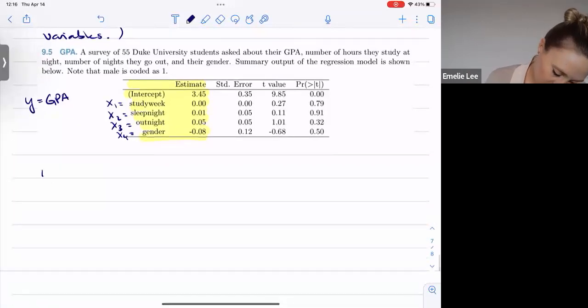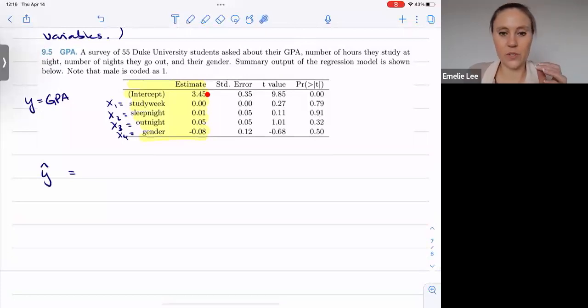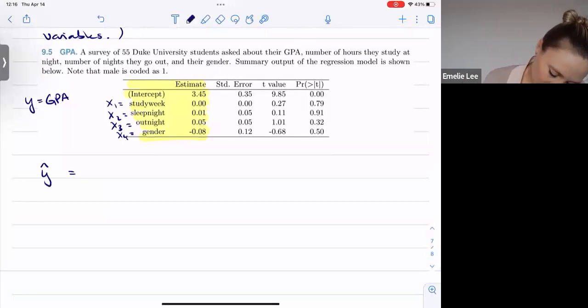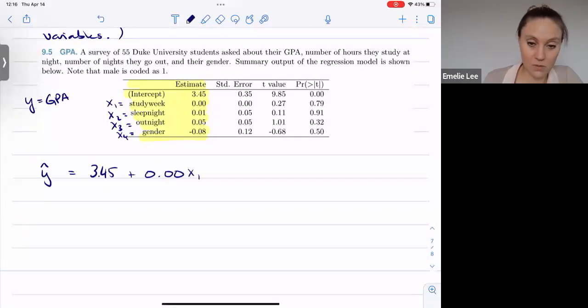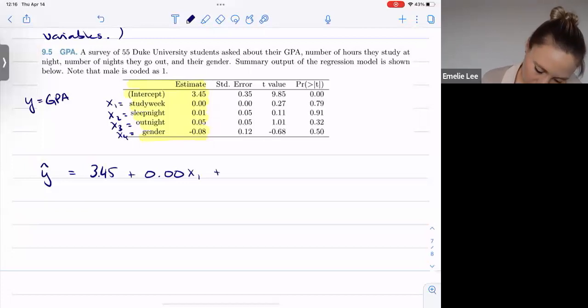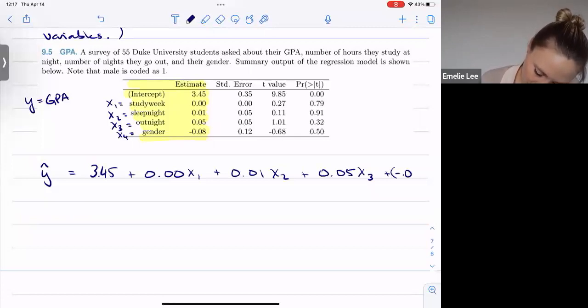Okay. So what we can do is we can say Y hat is, so what you do is you take your intercept from here, and then you've got all your coefficients that you attach onto your X1, X2, X3, X4. So a lot of variables. 3.45 plus 0.00 times X1, that seems to go away, right? 0. Plus 0.01 times X2 plus 0.05 times X3 plus negative 0.08 times X4.